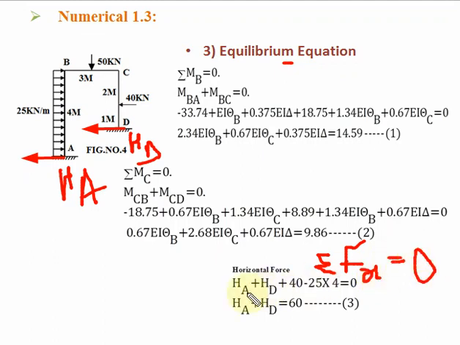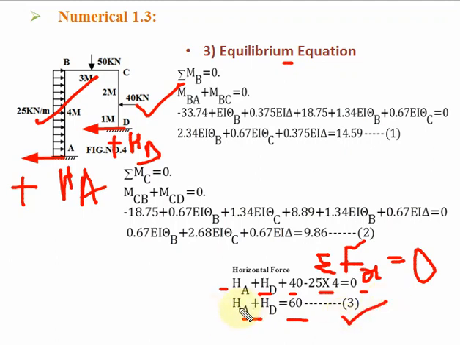Let's take the left side as positive. So this we are going to treat as positive. So plus HA plus HD plus 40, this one is the horizontal force, and this one is minus 25 into 4, is equal to 0. Therefore HA plus HD is equal to 60. So this is equation number 3.